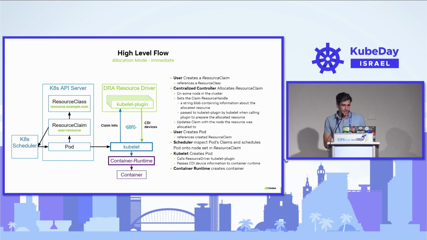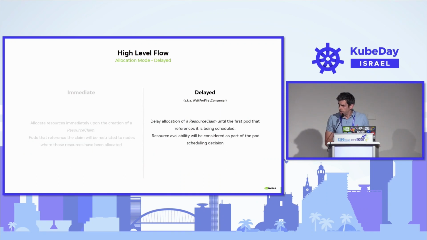So once the pod, the node was selected, then the kubelet will pick that up. It will then, again, see that this pod is referencing a resource claim. It will call the kubelet plugin via gRPC, passing it the claim information. The kubelet plugin will perform the allocation needed and return a set of CDI device identifiers. We'll discuss them at the end, which are then passed to the container runtime, and the container is spun up, exposing the devices. All right, that was the immediate allocation.